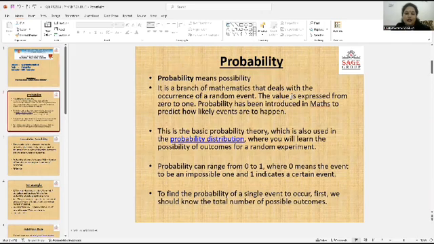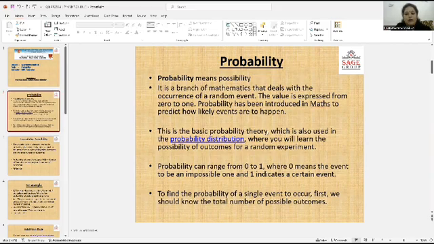Probability means possibility. Like anything, it can happen in the future. We can consider the occurrence of any event as a probability, right? Probability means possibility or occurrence of any event. It is a branch of mathematics that deals with the occurrence of random events. The value is expressed from 0 to 1. Probability was introduced in maths to predict how likely events are to happen.